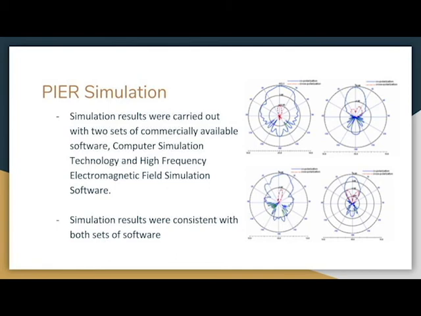As you can see, the attenuation of the signal, or the electric field lines, are basically similar within 8 gigahertz and 13 gigahertz. Simulation results were also consistent with both sets of software.